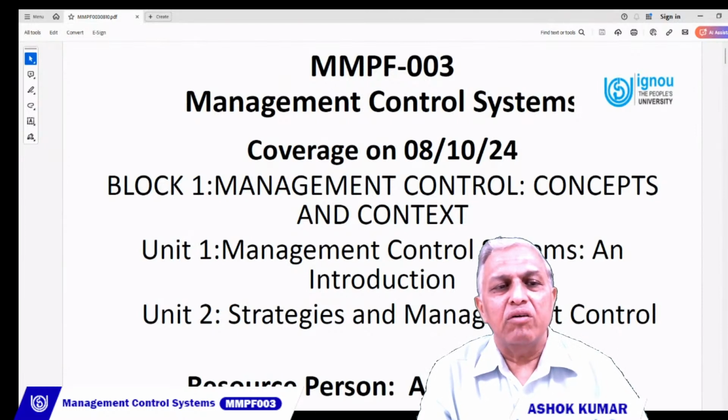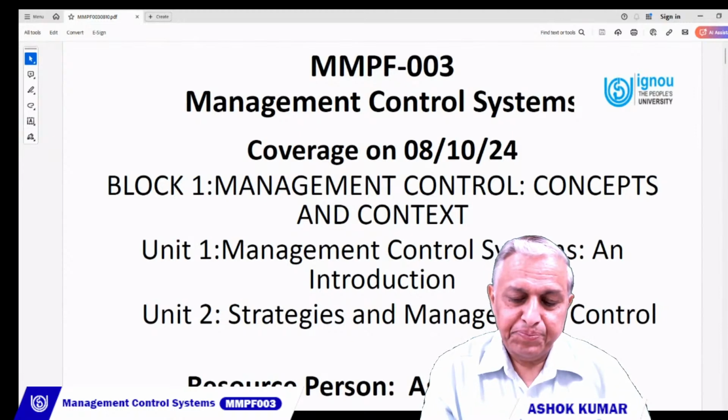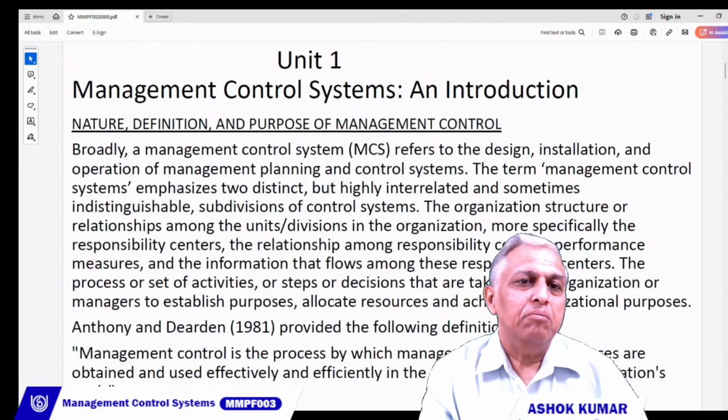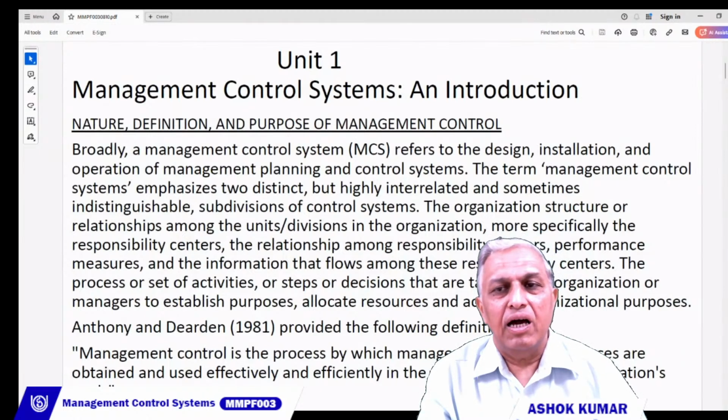Today we are going to cover block 1, titled management control concepts and the context, where we will cover unit 1 on management control systems and introduction, and unit 2 on strategies and management control. So let us start with unit 1, management control systems and introduction.